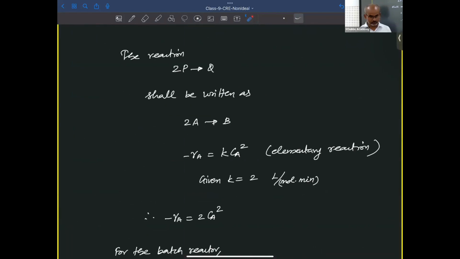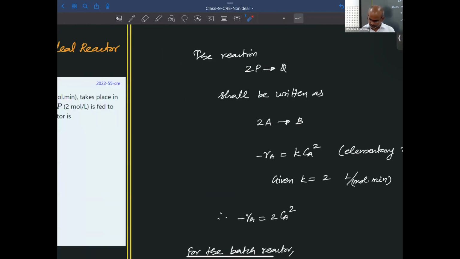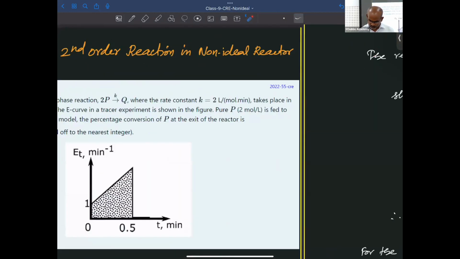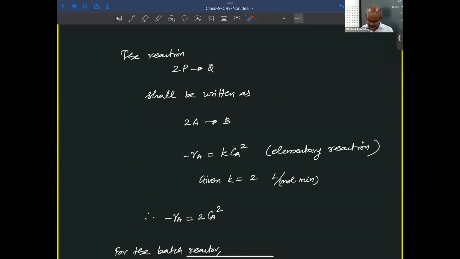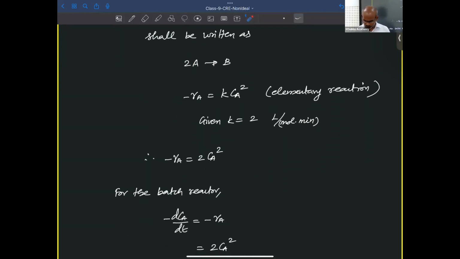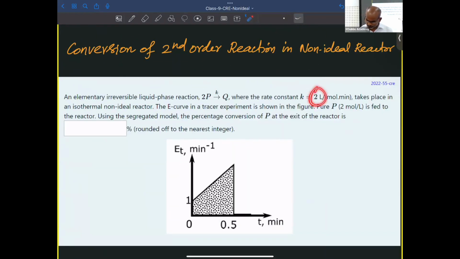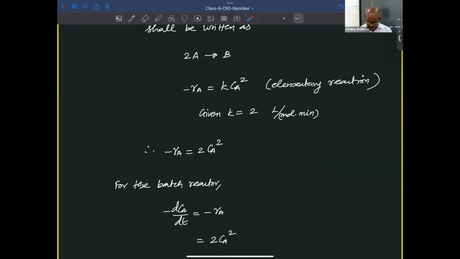Next is getting C as a function of time for the batch reactor. We are given 2P giving rise to Q, a second order reaction. For convenience, let us write it as 2A giving rise to B, because we write the rate as minus rA. This elementary reaction has rate K CA squared, because the stoichiometric coefficient 2 gives the order 2. K is already given as 2 liters per mole minute, so we have the rate expression.